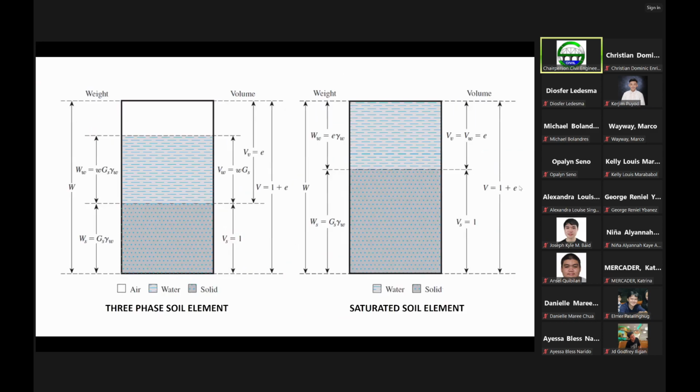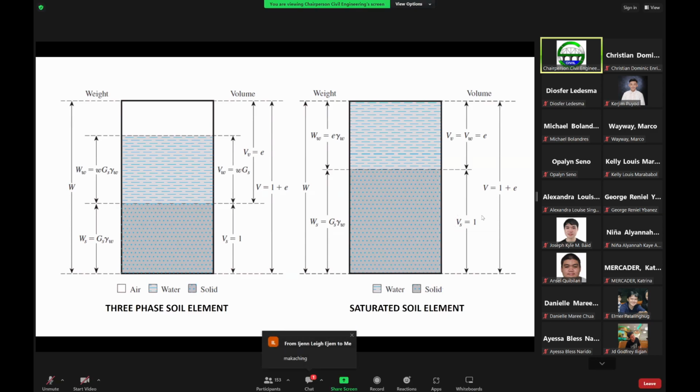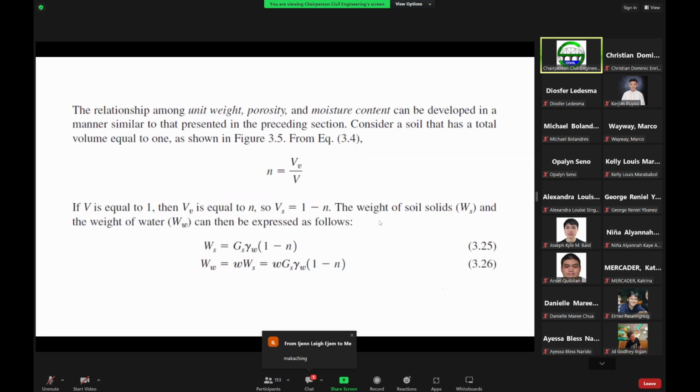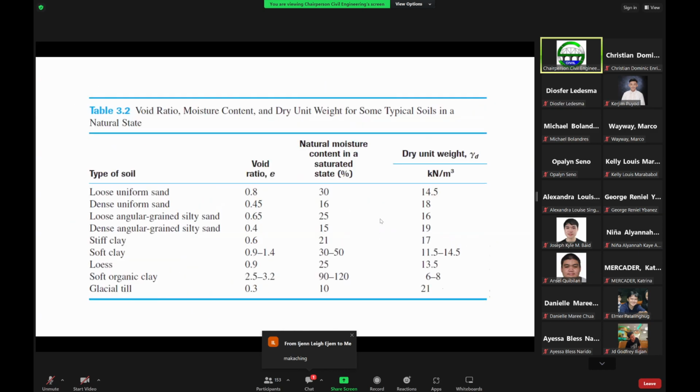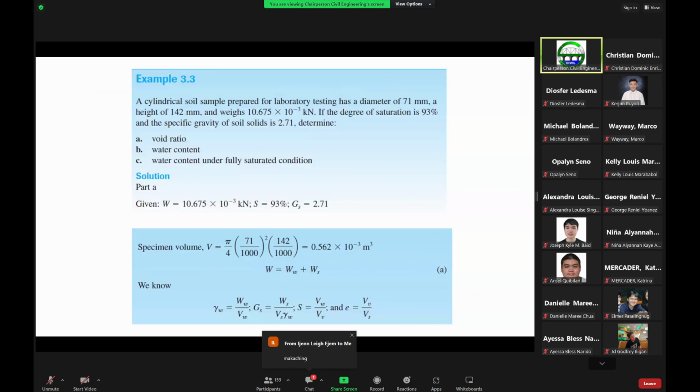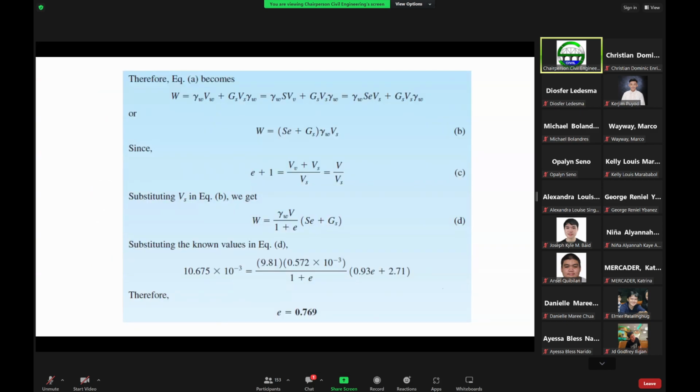Yeah, this one here. So that's the total volume, which is 1 plus e, assuming that the volume of solids is equal to 1. Okay, so that's 1 plus e. So let's go back. The total volume is equal to the volume of voids plus the volume of solids, in the case of a moist condition.